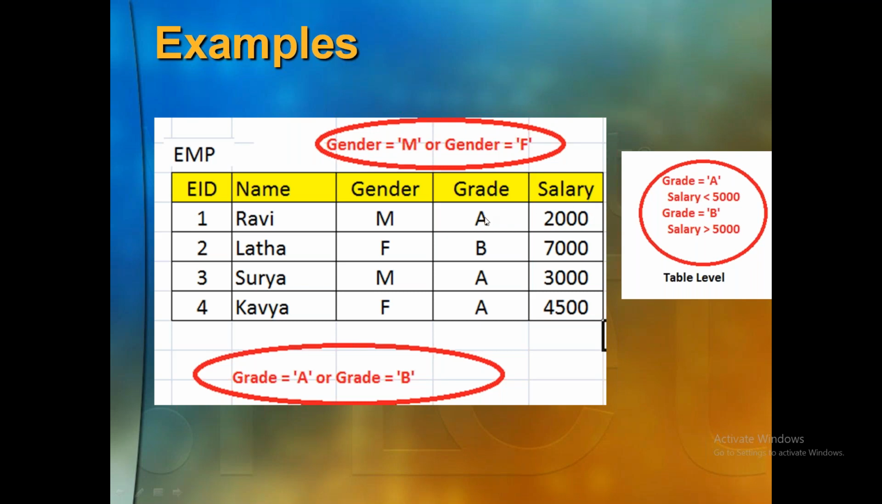If the grade equals A, salary is less than 5,000. If the grade equals B, salary is greater than 5,000. This kind of validation is to be given at the table level. So all these things can be implemented with the help of check constraints. Simple expressions: salary greater than zero, grade can be either A or B, gender can be either male or female. If you wanted to implement these, we cannot use primary key or foreign key; you have to write the check constraint. Clear?